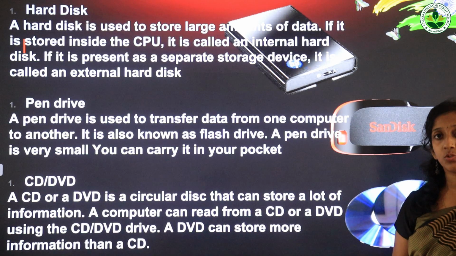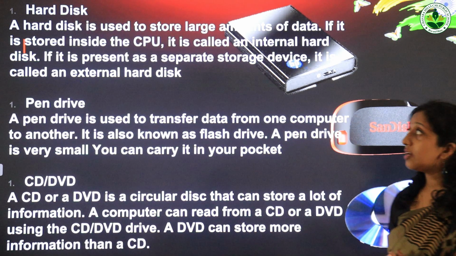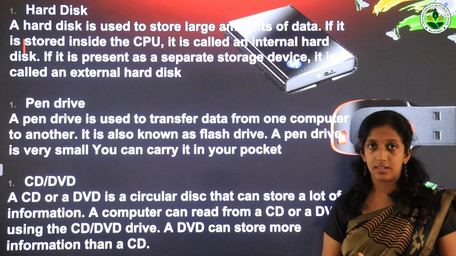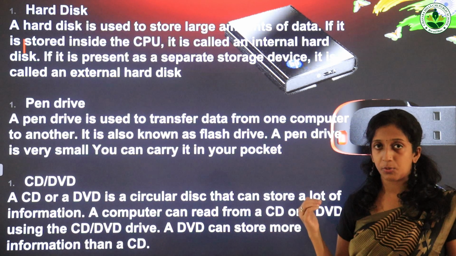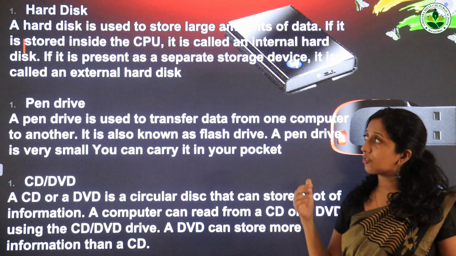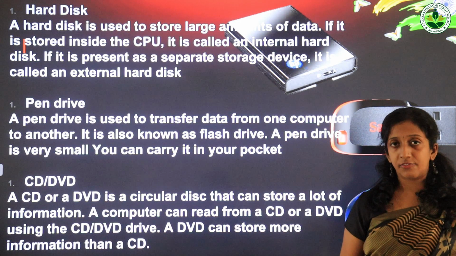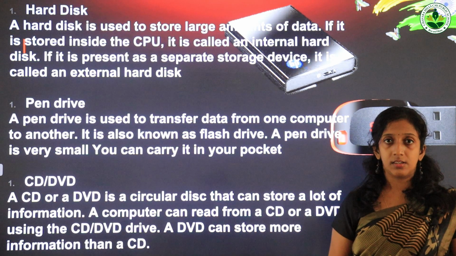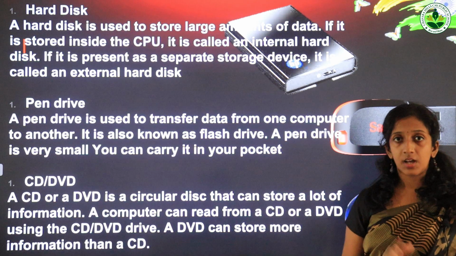So hard disks are of two types, that is internal hard disk and external hard disk. Internal hard disk means it is present inside the CPU, and external hard disk means it will be external, that means it will be outside. So these are the two types of hard disk.